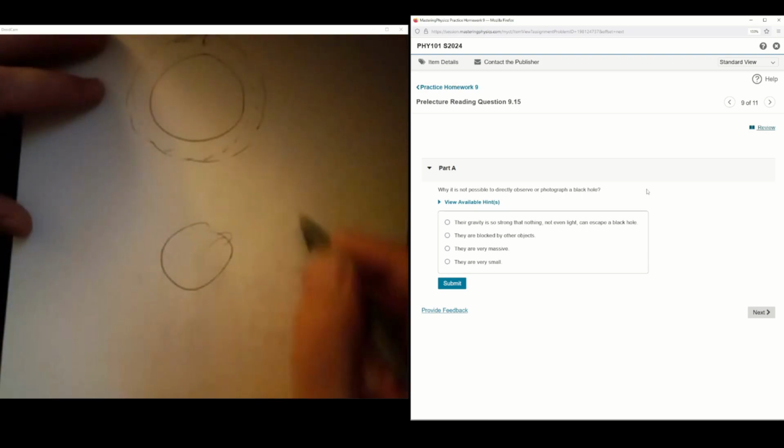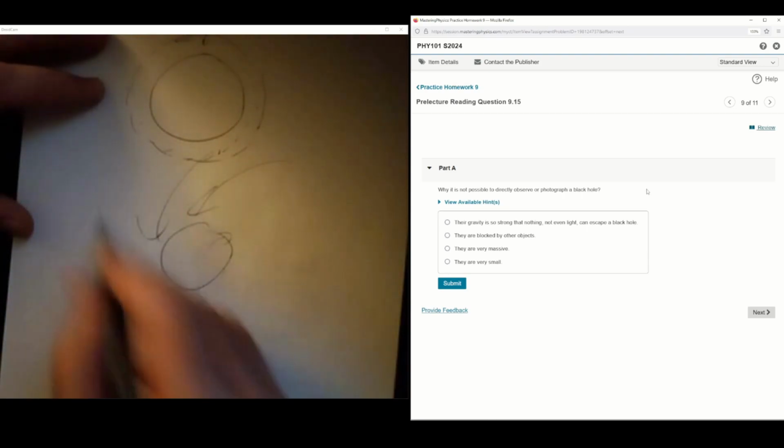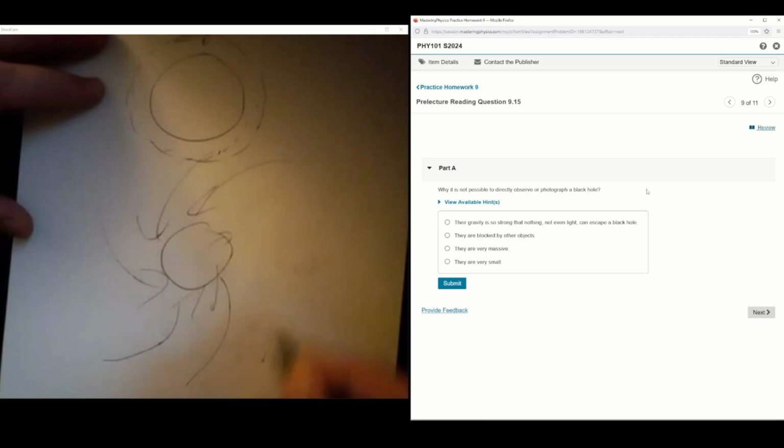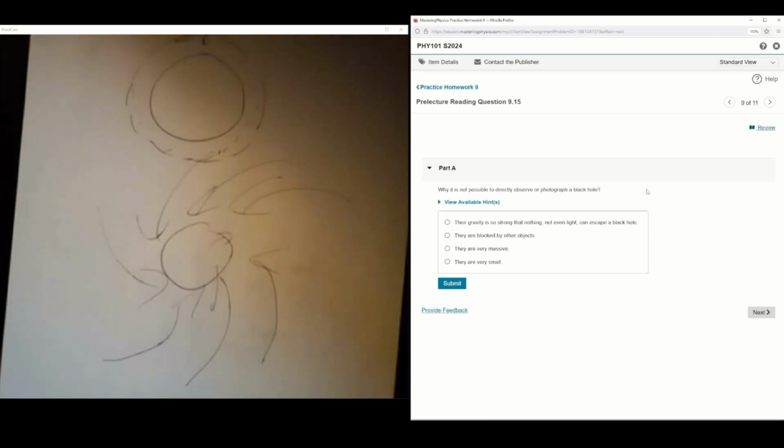I get it. But look, the black hole has a giant accretion disk around it, and that makes tons of light. That's how we see a black hole. We see a black hole because of its accretion disk that's around it.